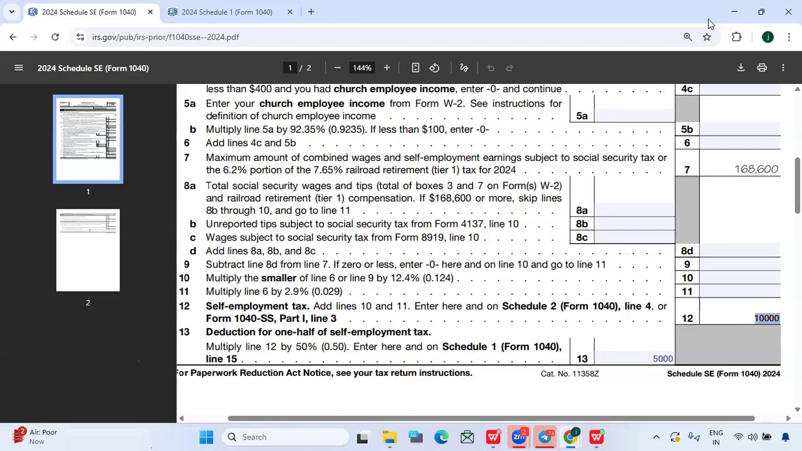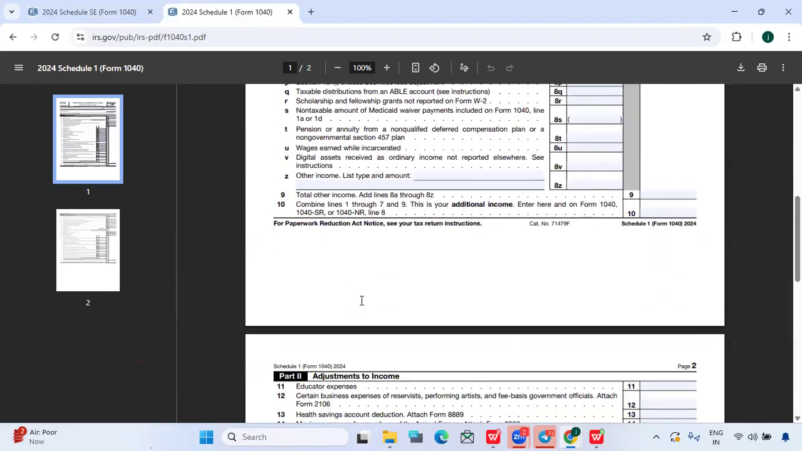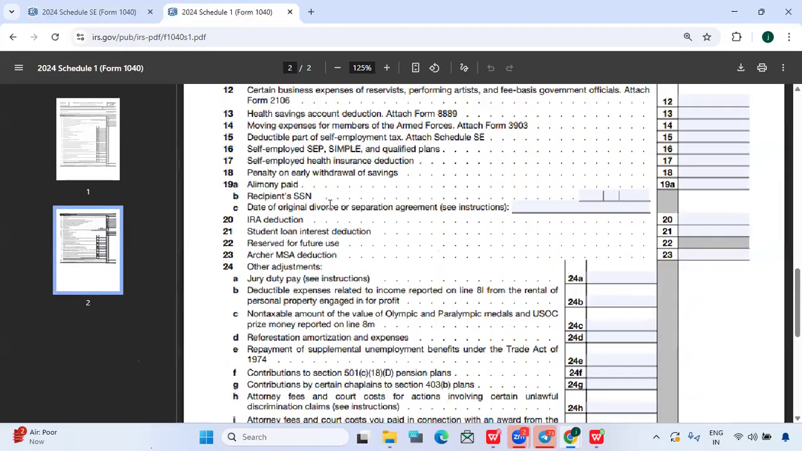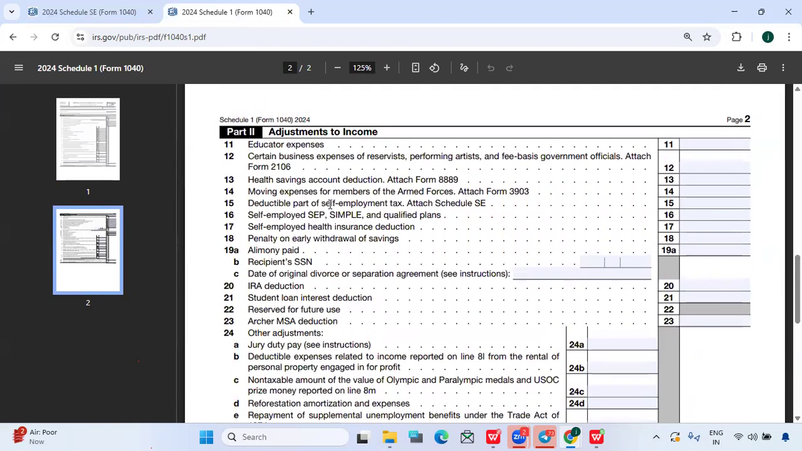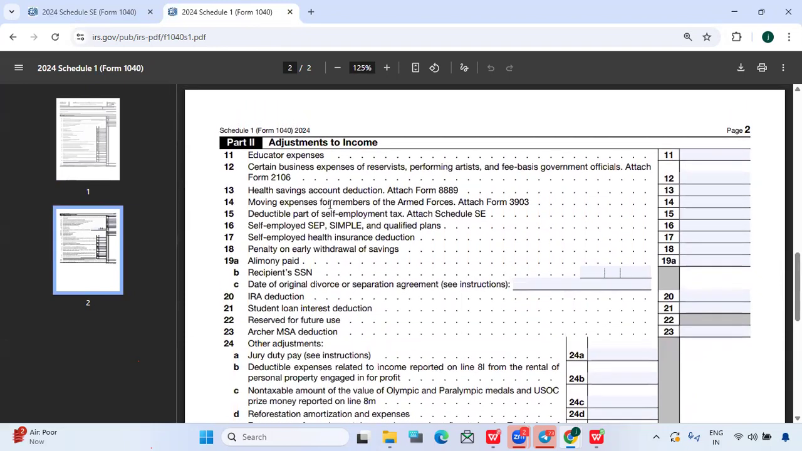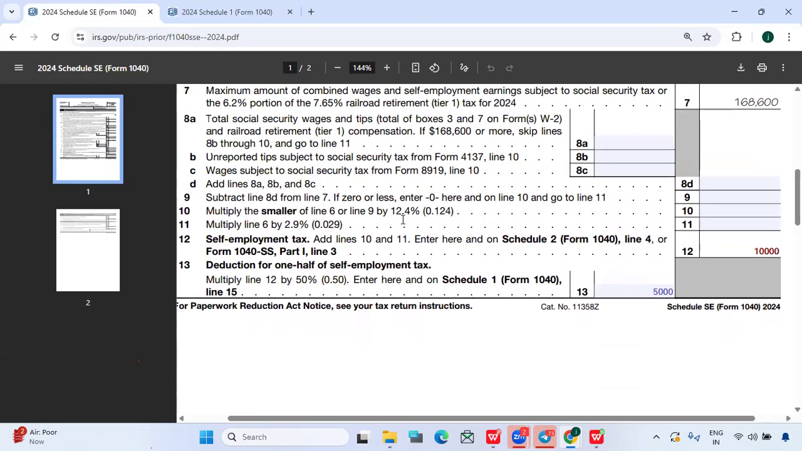So where can we claim it? On Schedule 1 of 1040, Part 2. You can see here the deductible part of self-employment taxes. Anyone can see it? What is the line? Line 15, deductible part of self-employment taxes. For this, what do we need to attach? Schedule SE for self-employment taxes. So this is the flow actually.